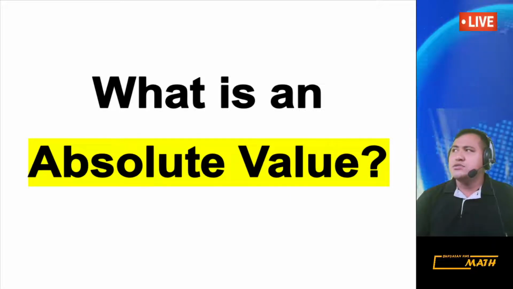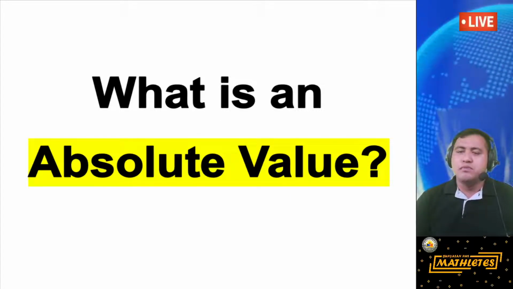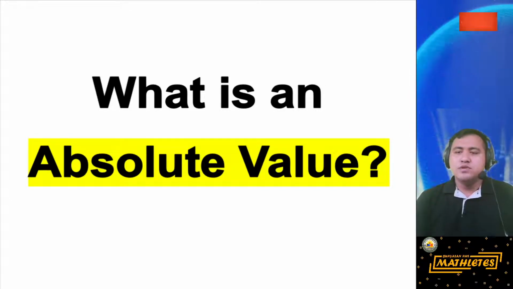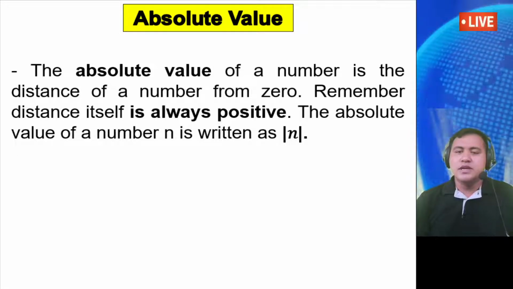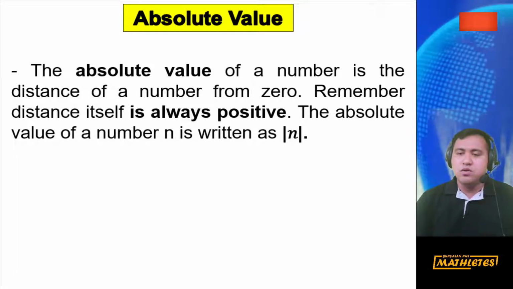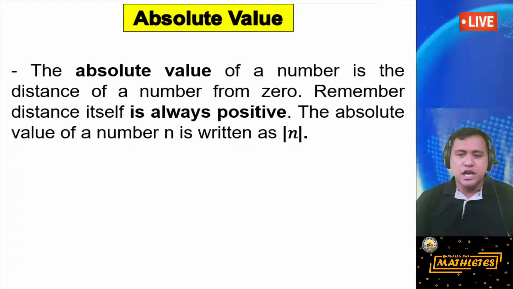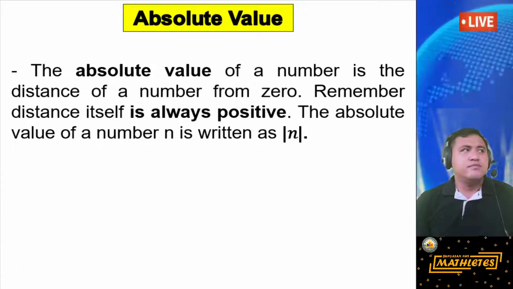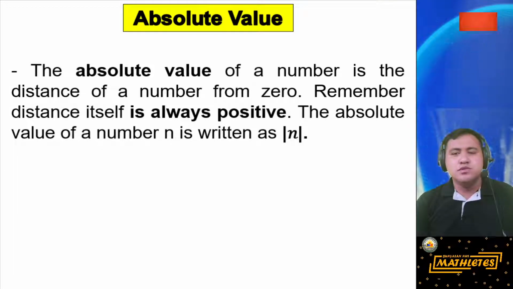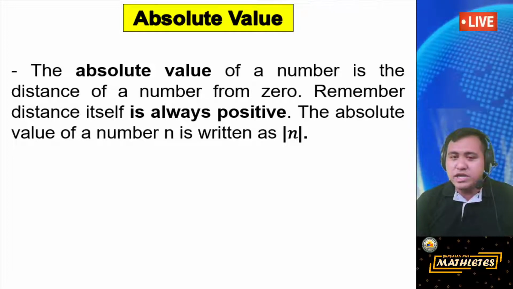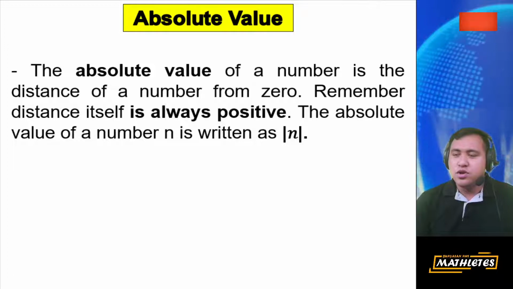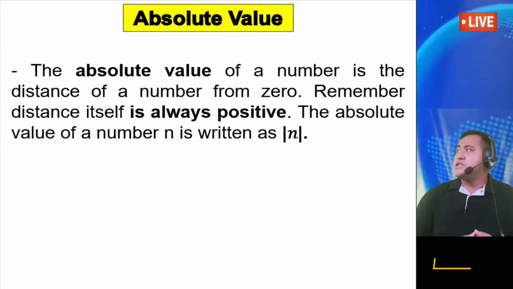So what is an absolute value? Next, we're going to define what is an absolute value. So unsa man ning absolute value? An absolute value of a number is the distance of a number from 0. That is what we call the absolute value. Now remember that the distance itself is always positive.